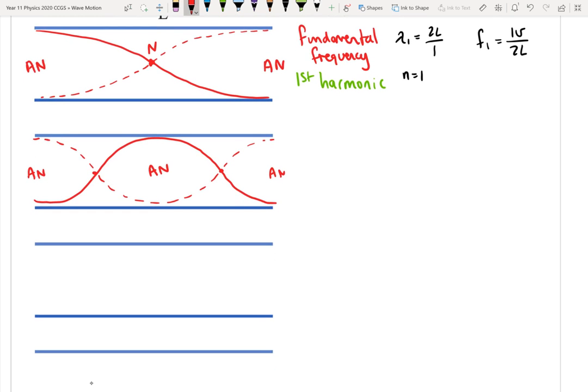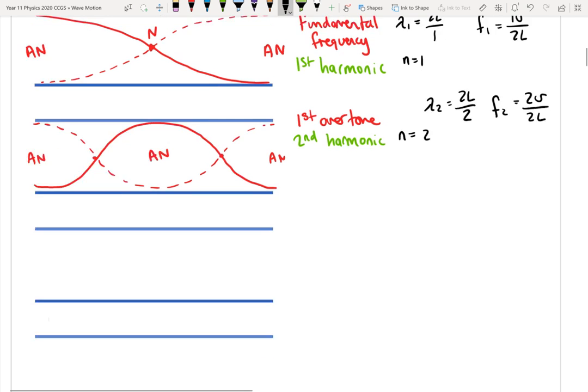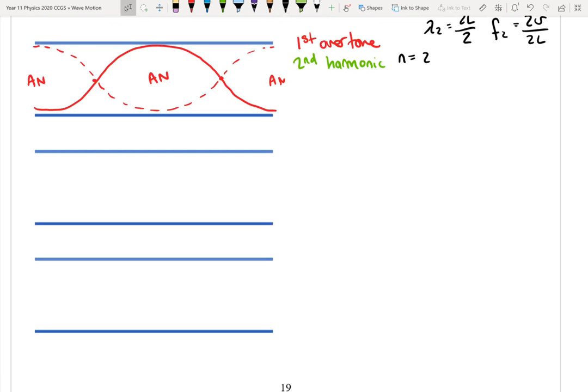Okay, next. This is now called the first overtone or the second harmonic, and this corresponds to n equals 2. We have lambda 2 equals 2L on 2. Yep, that makes sense. The wavelength is the length of the tube. And f2 equals 2v over 2L. Let us keep going so that you can solidify this into your head.